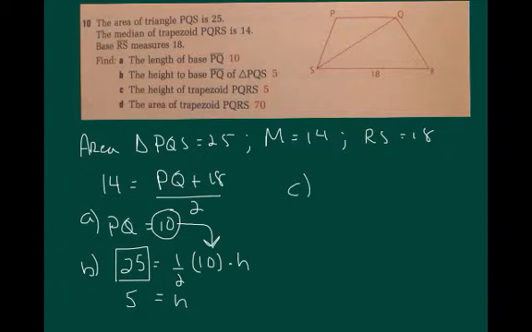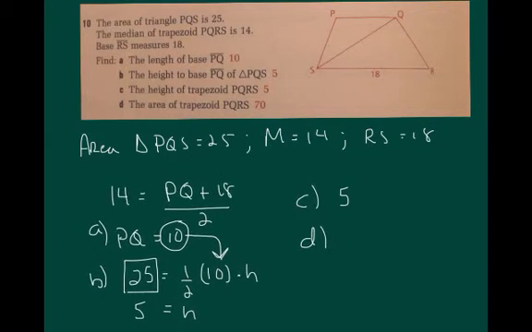Okay, in part C, they want the height of the trapezoid. Well, that's the same as B. If the height of the triangle is 5, then the height of the trap also equals 5. Finally, in part D, they ask us to find the area of the trapezoid, which I'm just going to use as median times height. The median, of course, they gave us is 14, and the height we found in part C is 5. 14 times 5 equals 70.